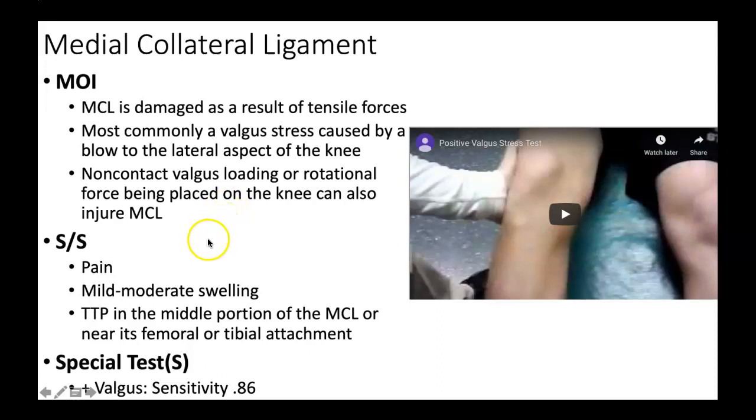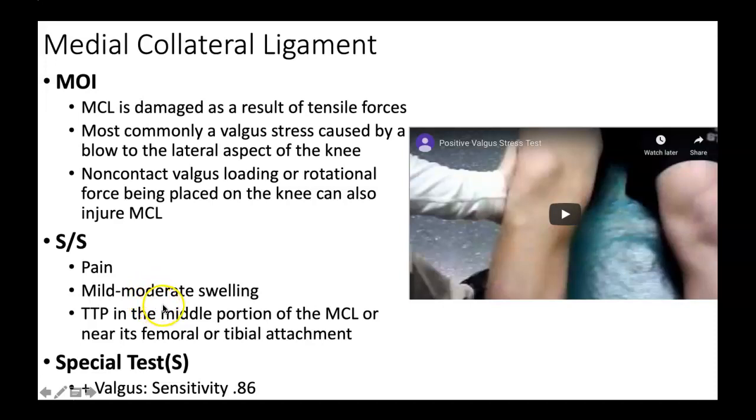In terms of signs and symptoms, I'll jump to this part right here and say this is probably the biggest predictor of an MCL injury, which is tender palpation, either in the middle portion of the MCL or at its proximal and/or distal attachments, but certainly pain, right? Pain specifically to the medial aspect of the knee and some swelling in the medial joint line.